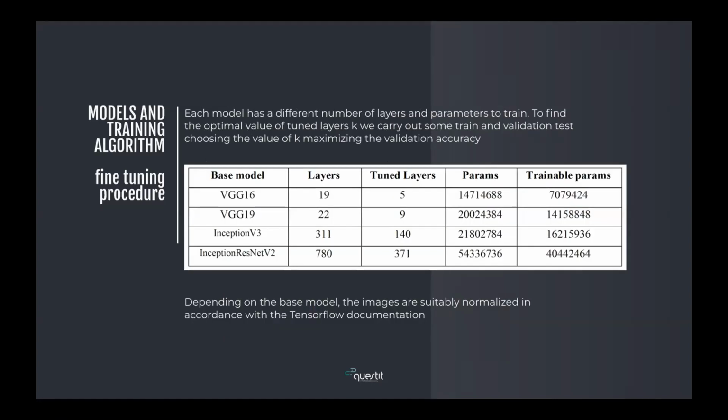How do we choose the number of the last layers? Because each model has a different number of layers. You can see here that, for example, the VGG16 has 19 layers. And we choose the value of k by making some train and validation tests, choosing the value of k maximizing the validation accuracy. So for the VGG16, we tuned only the last 5 layers. And so on.